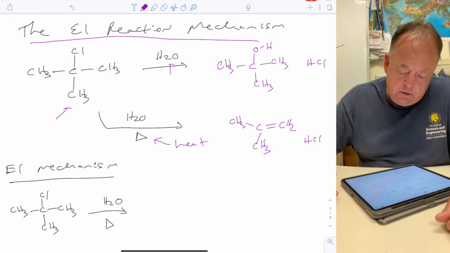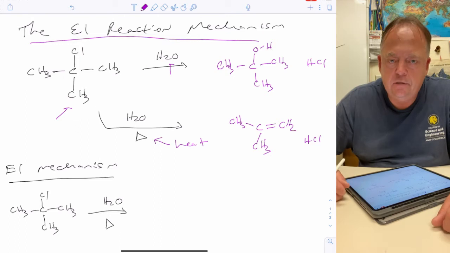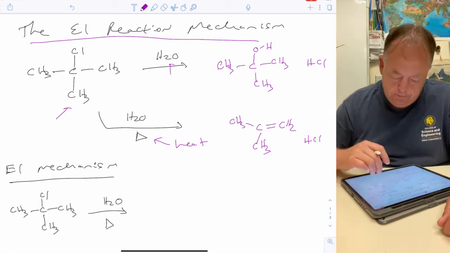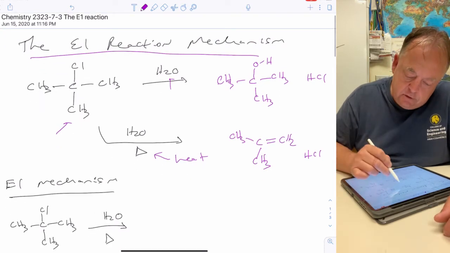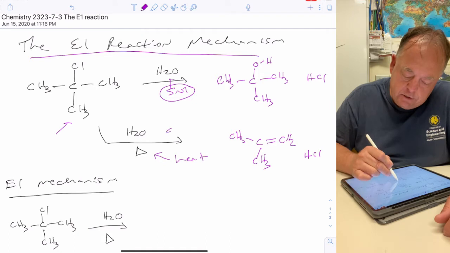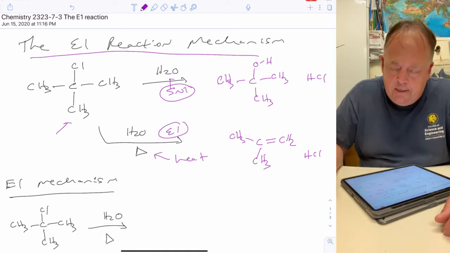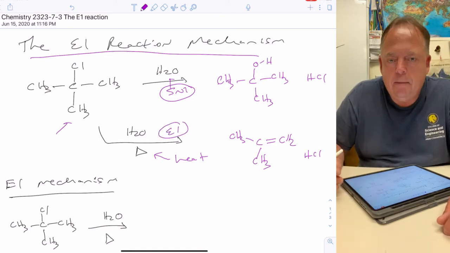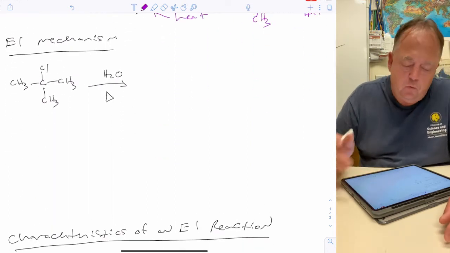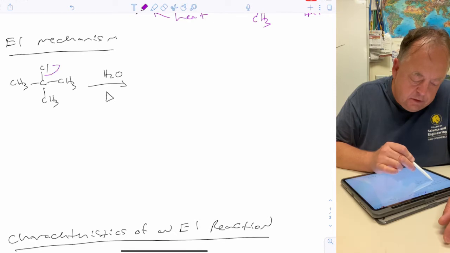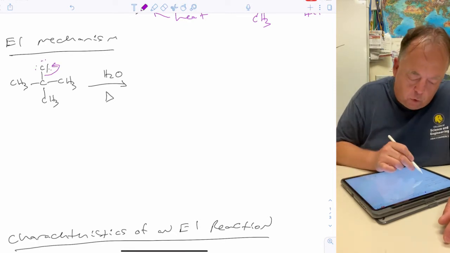Okay, so what is the difference? Well, let's look at the mechanism. How is the alkene formed in this reaction? Leading to the alcohol, this is what's known as an SN1 reaction, and leading to the alkene, this is following what's known as an E1 mechanism. The E1 mechanism is similar to the SN1. So the first thing that happens is the leaving group leaves, takes the 2 electrons in the carbon-chlorine bond with it.